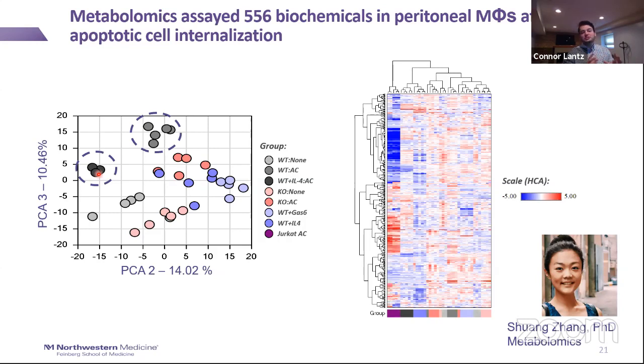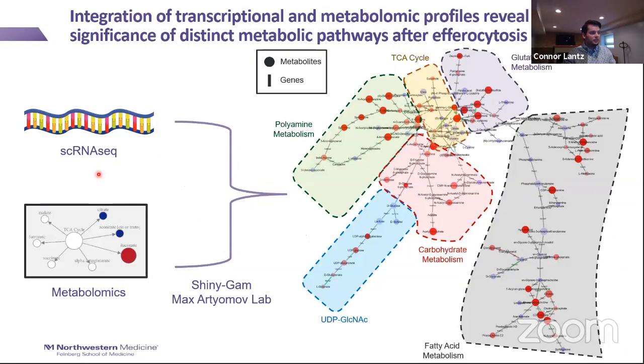And so I was able to take her metabolomic data from these two conditions here and determine differentially expressed metabolites. And then I can take my differentially expressed genes from my single cell RNA sequencing studies, and using this program called ShinyGAM, developed by Max Artemov's lab, I was able to integrate both of these data sets to form a distinct metabolic network that occurs after efferocytosis.